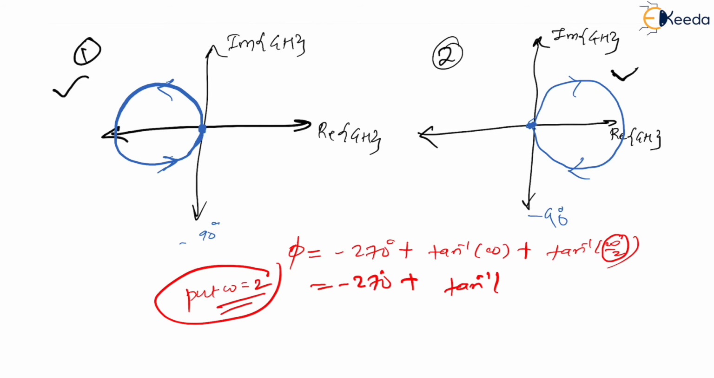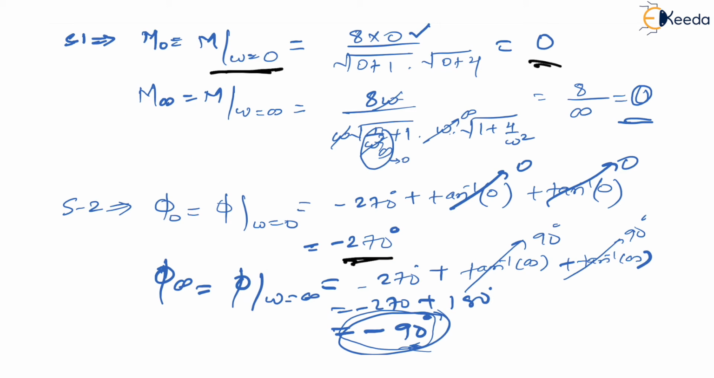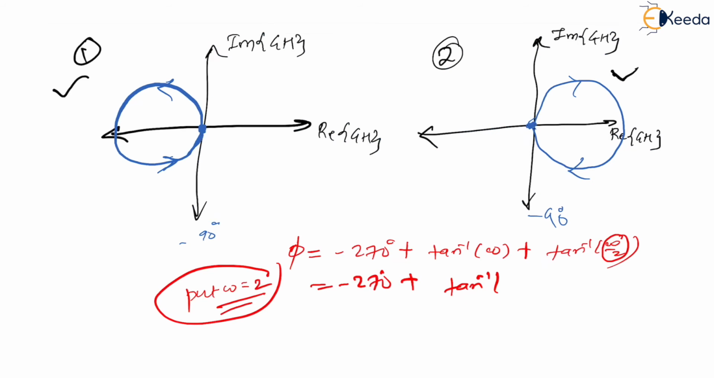You can put any frequency, by the way. You can put omega equal to 1, omega equal to 5, omega equal to 10, whatever you want, but please don't put omega equal to 0 and infinity. Why? Because after that, you know what the angles are. When you put omega equal to 0, you get minus 270 degrees, and when you put omega equal to infinity, you get minus 90 degrees. So the angles are known to you, right? Yes. So let us check them.